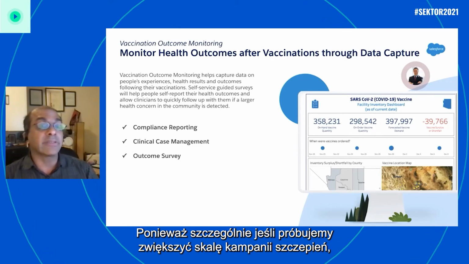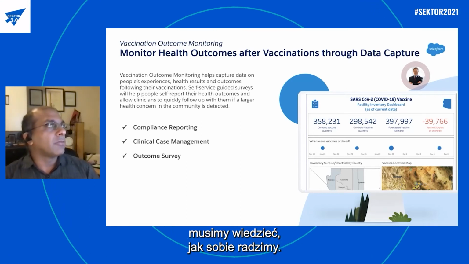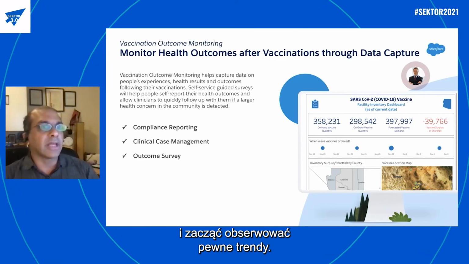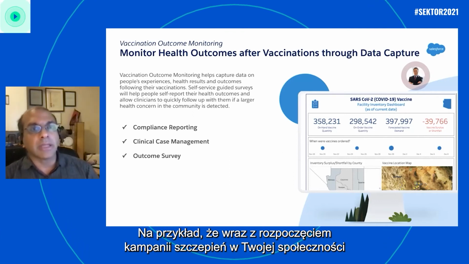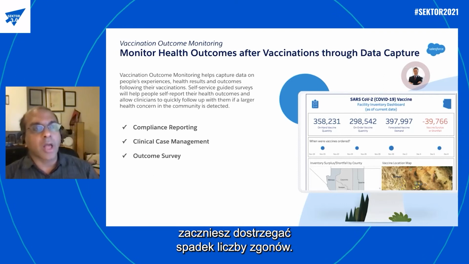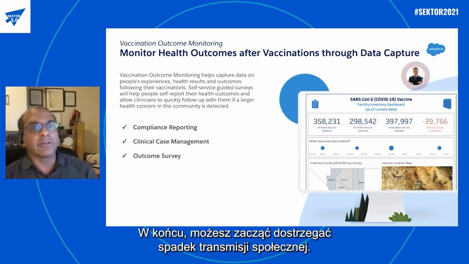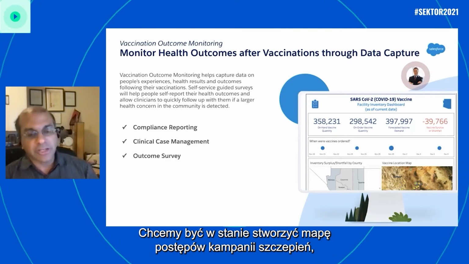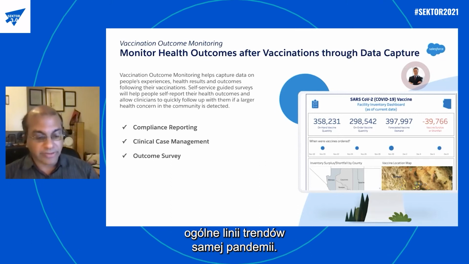Because especially as you're trying to scale up the vaccination campaign, you need to know how you're doing. You want to have outcome surveys, and you want to be able to start seeing things like trends. So hopefully, as your community's vaccination campaign rolls out, you can start to see the drops in deaths. You can start to see the drops in hospital utilization. And ultimately, you can start to see the drops in cases and community transmission. You want to be able to map your vaccination campaign's progress to the overall trend lines of the pandemic itself.